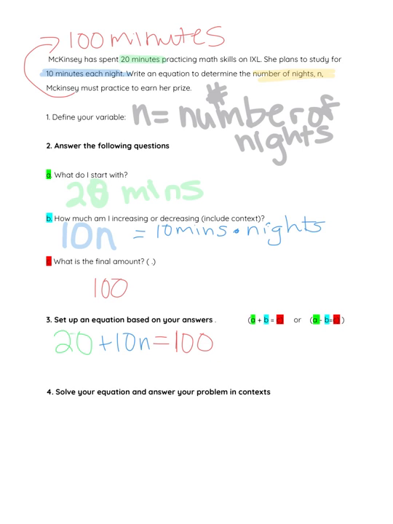Now our next step is to solve the equation so we can figure out how many nights she's got to do this to get her prize. So we have 20 plus 10N is equal to 100.